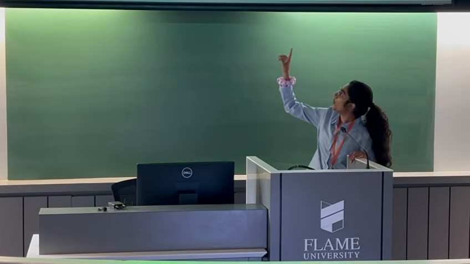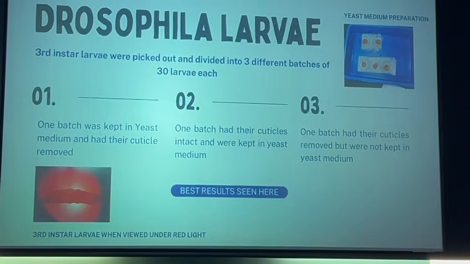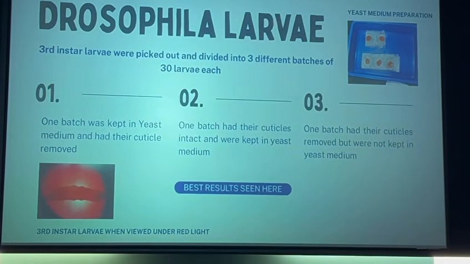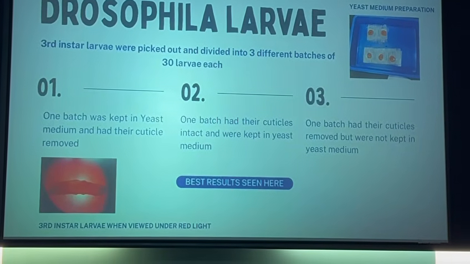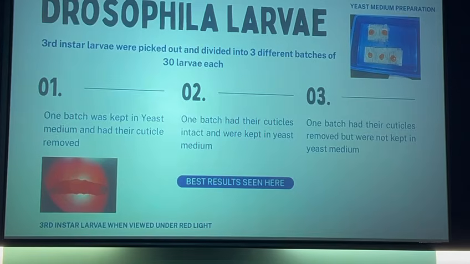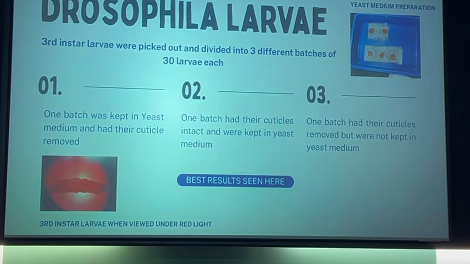Degradation of the cuticle was done using 10% N-heptane solution and 90% D-limonene solution in a 1:9 ratio by volume. So we had 3 different sets. One batch was kept in a yeast medium and had its cuticle removed. One batch had its cuticle intact but was still kept in yeast medium. And one batch had the cuticle removed but was not kept in yeast medium.